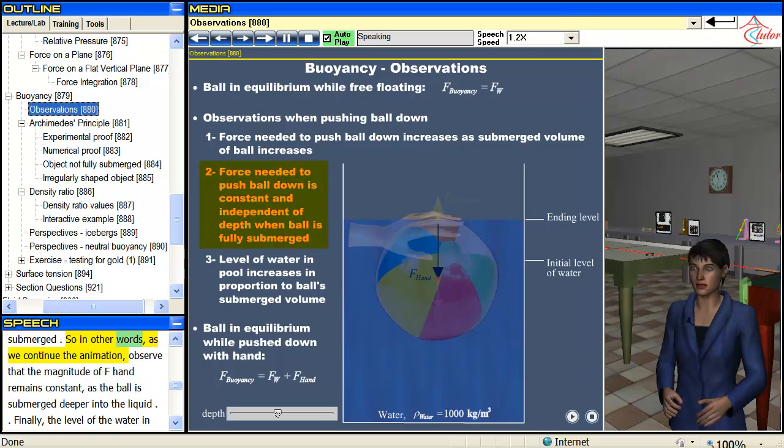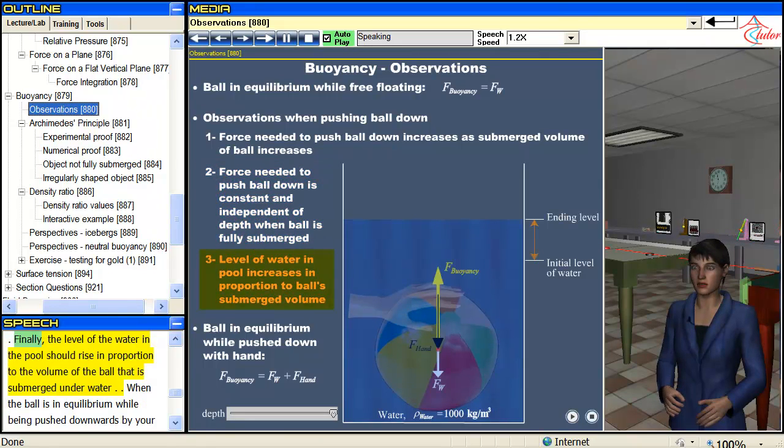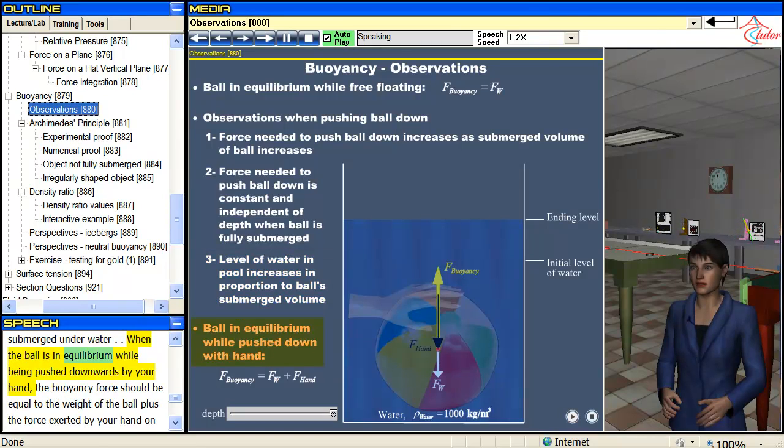So in other words, as we continue the animation, observe that the magnitude of F hand remains constant, as the ball is submerged deeper into the liquid. Finally, the level of the water in the pool should rise in proportion to the volume of the ball that is submerged underwater. When the ball is in equilibrium while being pushed downwards by your hand, the buoyancy force should be equal to the weight of the ball, plus the force exerted by your hand on the ball.